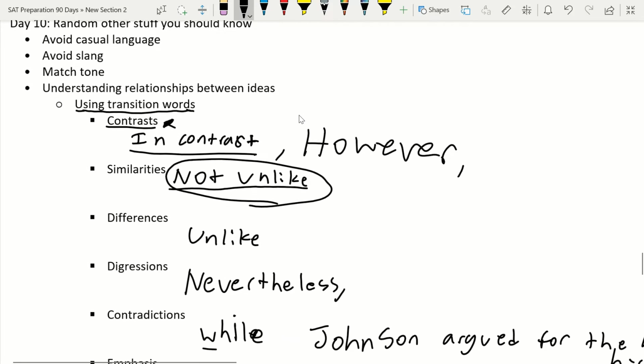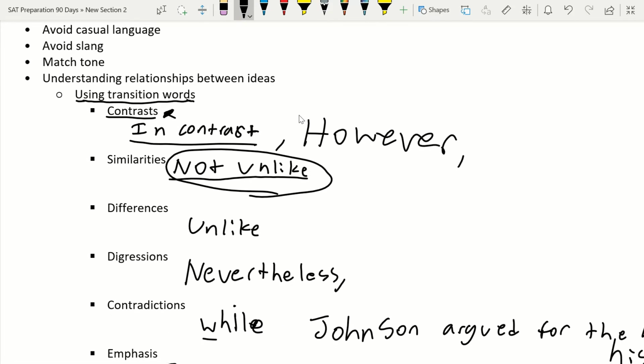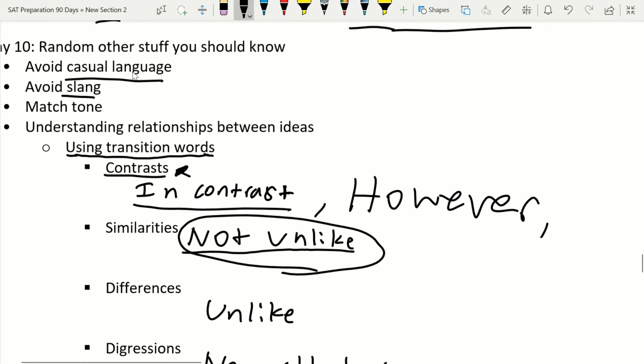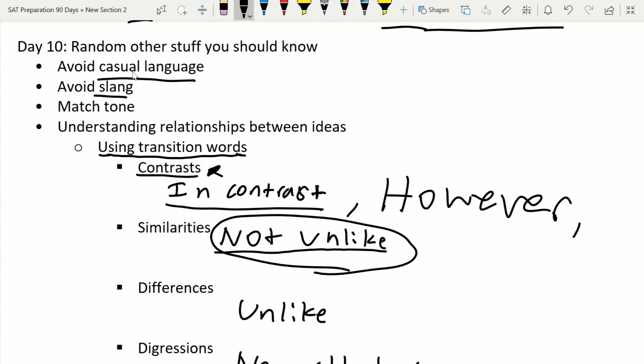All right, so now we've got some other random stuff that you need to know. Avoid casual language and avoid slang on the SAT writing section. This is really important. You do not want to be using slang and casual language when doing anything on the SAT writing section. You want to make sure you're matching the tone of the passage, and most of the time that tone in the passage is going to be an academic tone.